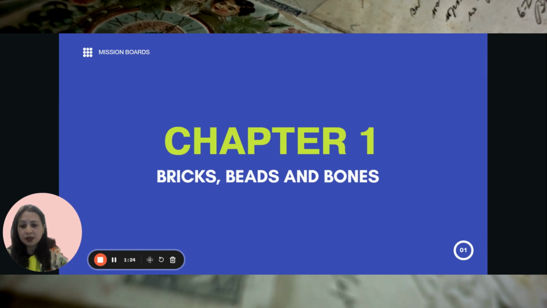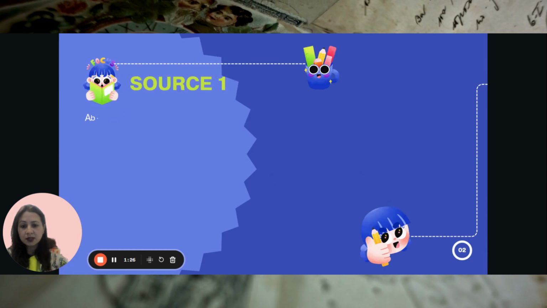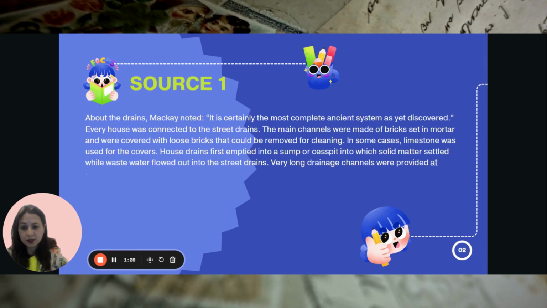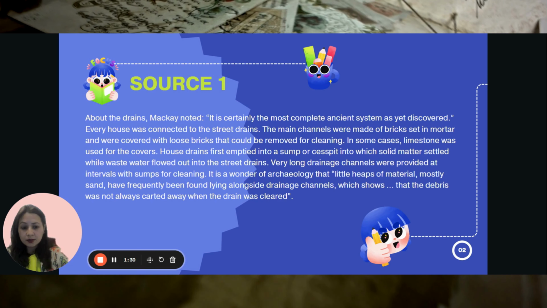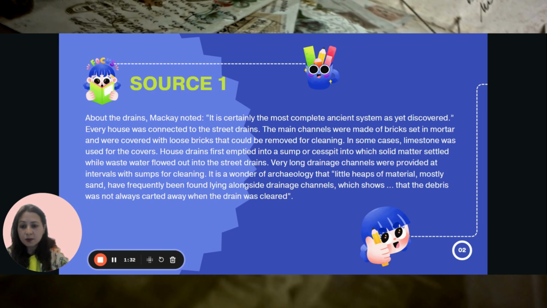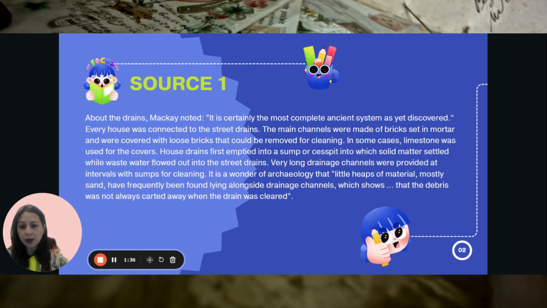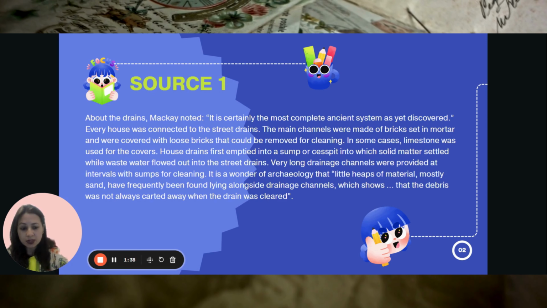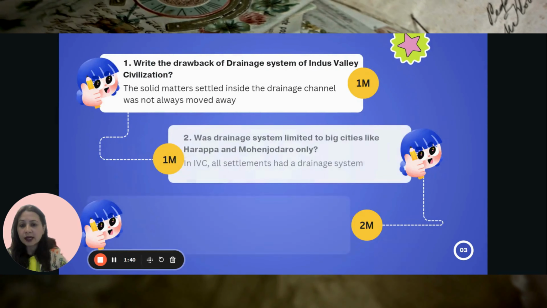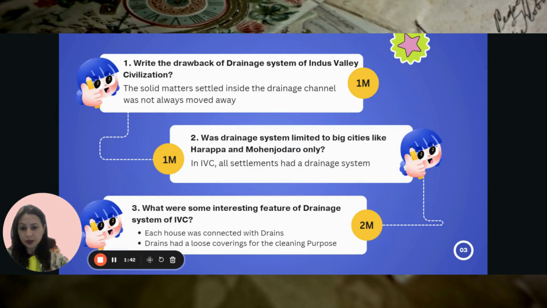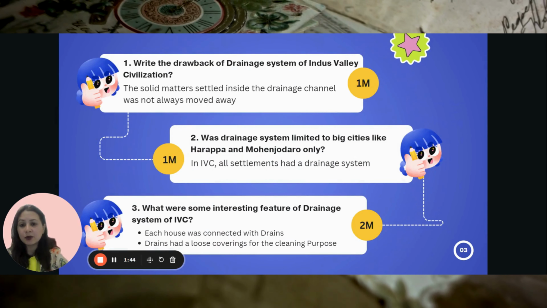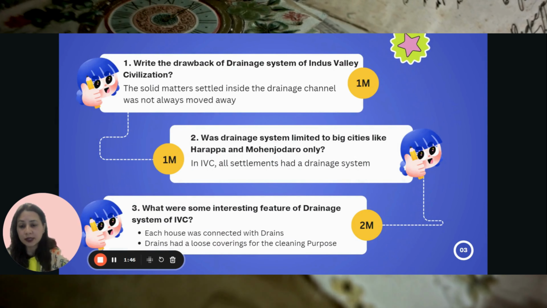So, first chapter, Bricks, Beads, and Bones. Here we have the source. As advised by me, the first thing you should do as soon as you come to the source based questions is switch directly to the questions. And this you must do at the time of reading time, which is of 15 minutes.